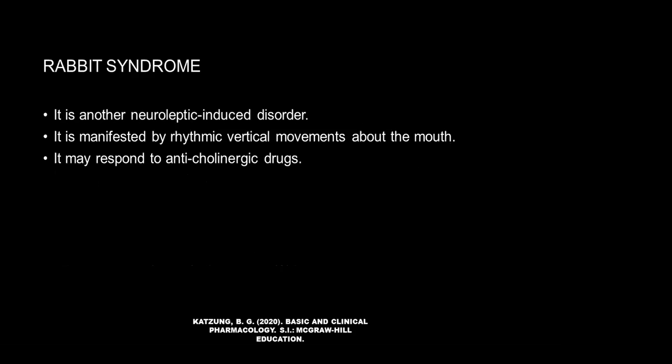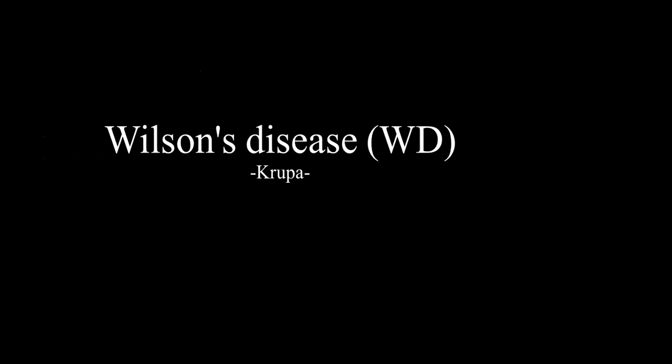Next. Rabbit syndrome is a rare form of extrapyramidal adverse effect of antipsychotic medicines in which perioral tremor occurs at a rate of 4 to 5 Hz. It is manifested by rhythmic vertical movements about the mouth. It may respond to anticholinergic drugs, and this syndrome is characterized by involuntary rhythmic motion of the mouth, but without involvement of the tongue. Thank you.